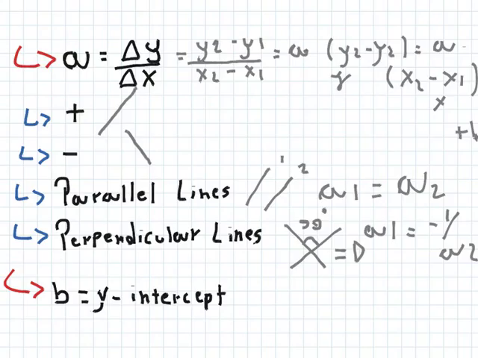Okay, and regarding the b, when it comes to a graph, it's basically the y-intercept. So let's say you have this point here, let's say this is 2, and the graphic's over here, so we can assume that b in this case is 2, so it's always the y-intercept.